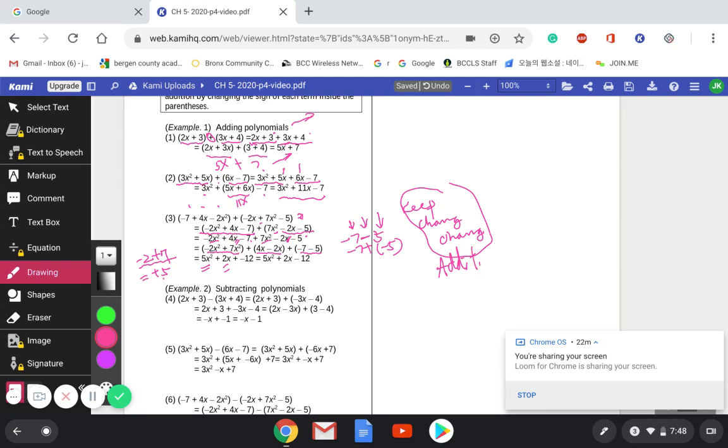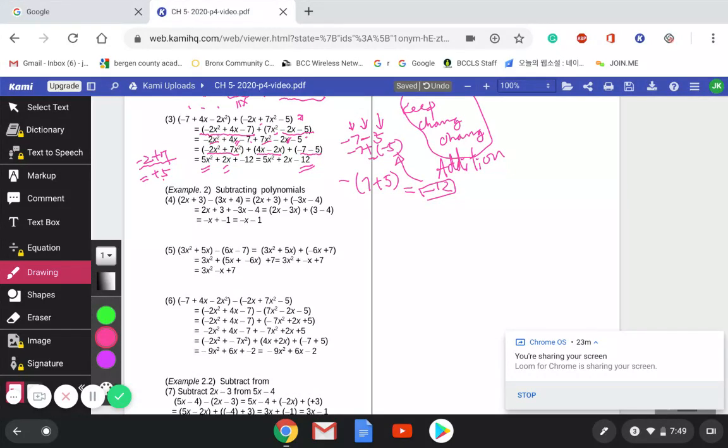So according to the addition rule, because now it's addition, you apply the addition rule. Same sign, you add and keep the sign of the bigger absolute value. So negative 7 plus 5, you end up with negative 12. So you got negative 12 here. Okay.